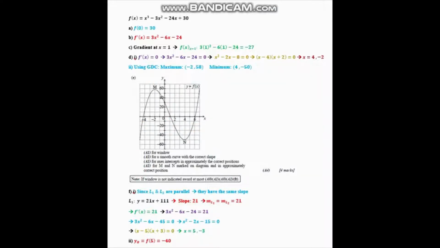Make sure to indicate on your sketch window that you understand the graph goes from -5 up to 7 and from -60 to 60, because if you don't do that, you shall lose at least 2 marks out of the 4. So moving on.